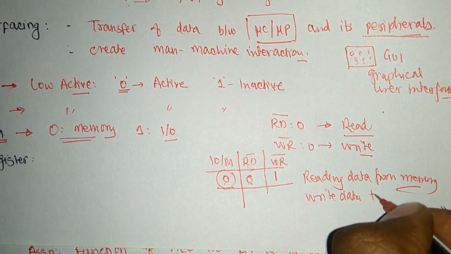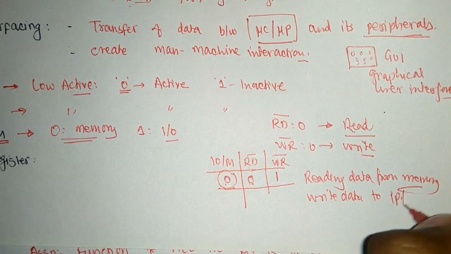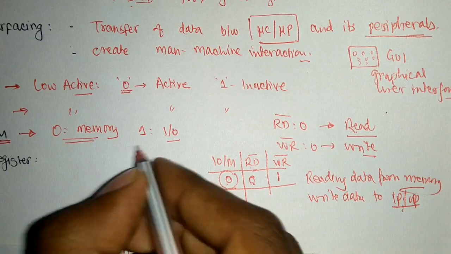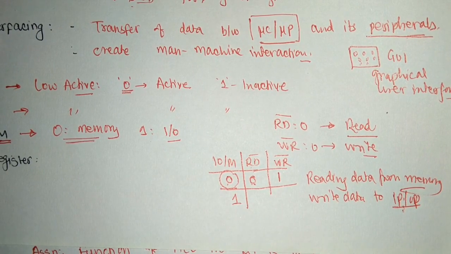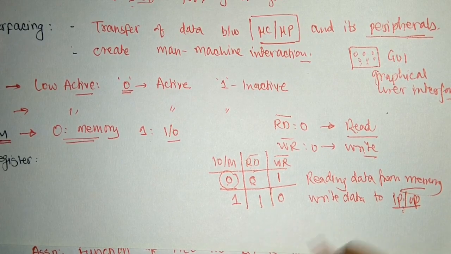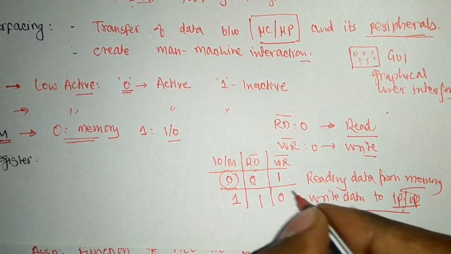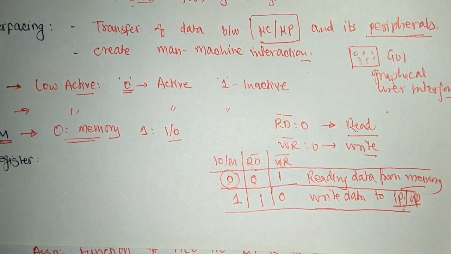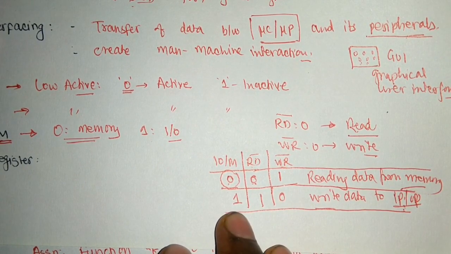Now if I want to write data to an input output device or our output device per se, input output has to be enabled. That will be enabled at 1. If it is 1, then I have to write the data, so this has to be 0 and this has to be 1. So it will basically be writing the data to our input output devices. That is how we basically interface with our external systems or our peripheral systems.